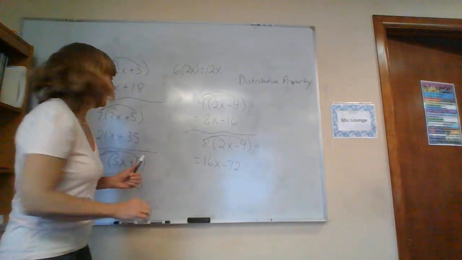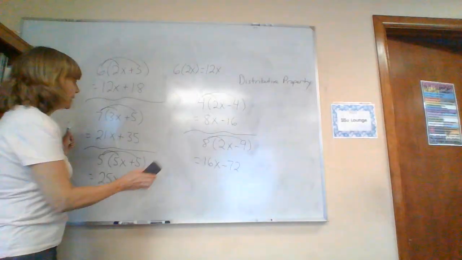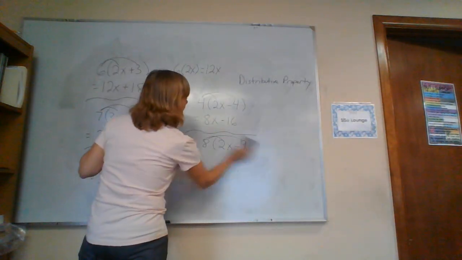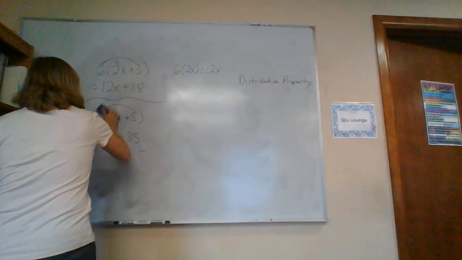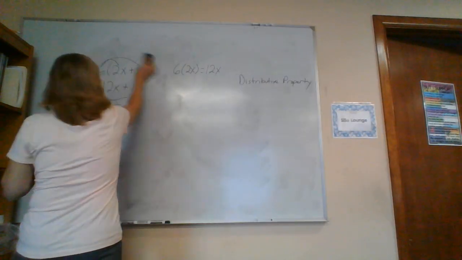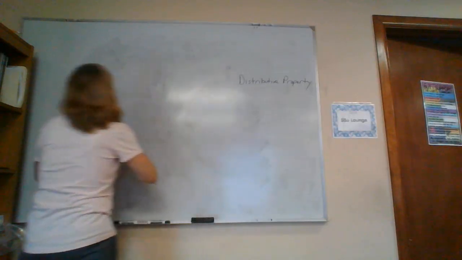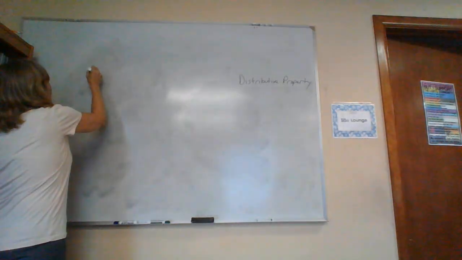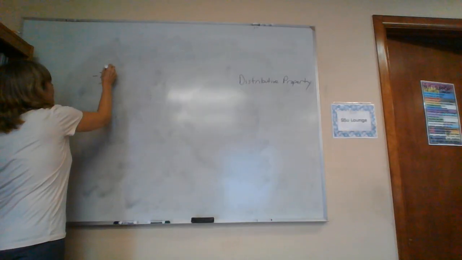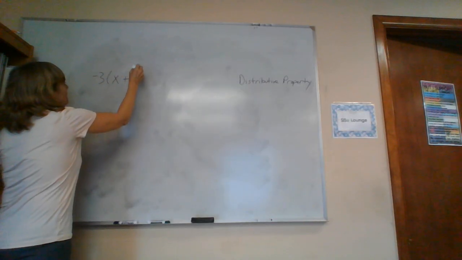Now there's one other thing. Hopefully you got all this down. I'm going to erase it all because there's one other situation that can come up that I haven't shown you yet. And that is if the number outside of the parentheses has a negative sign with it. Let's suppose I had negative 3 times x plus 4.